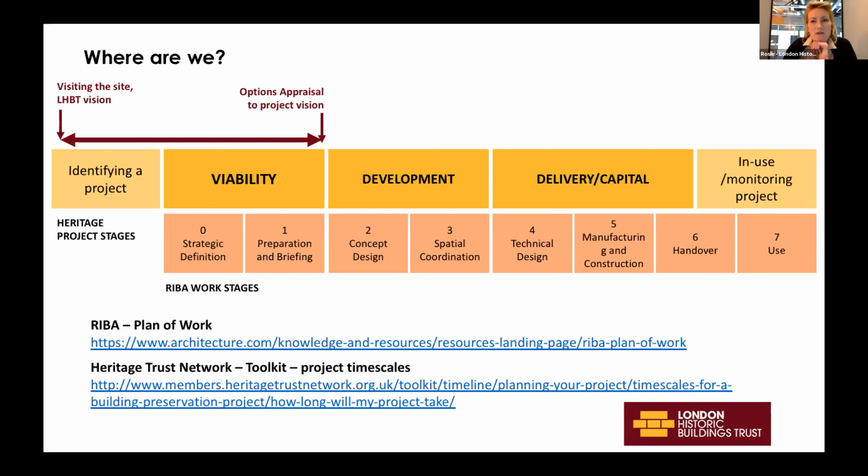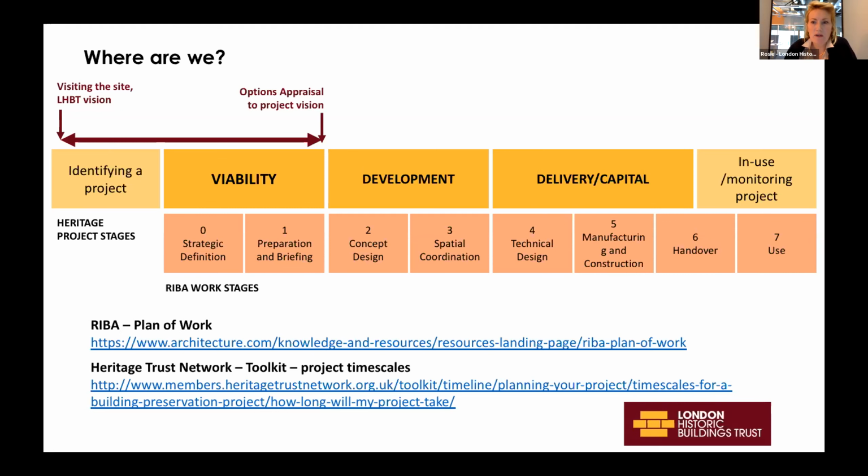And I've just tried to show this in the context of the three major heritage project stages: the viability, development, and delivery and capital stages. But I also just wanted to show the sandwiching bits at either end. So there's this bit at the beginning, you're identifying a project, you're building relationships. And this in itself is a really important stage, particularly when thinking about the vision of your project. And then of course, at the other end of your sandwich is your period when the building is in use, which actually is the biggest bit of your project really.